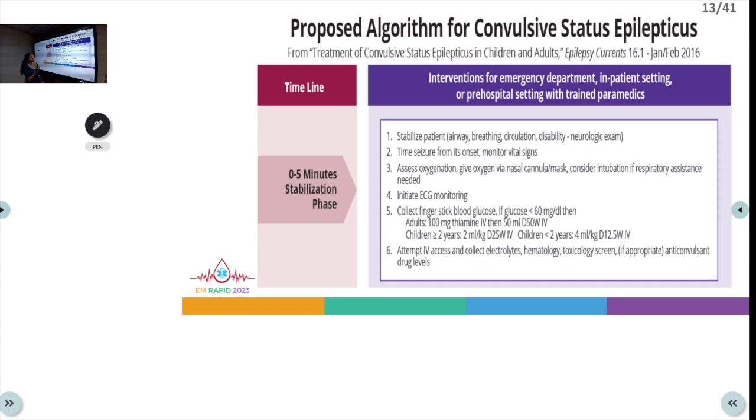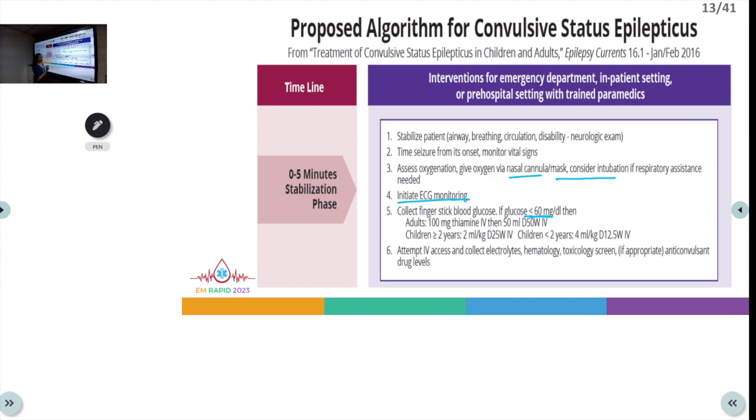So at that time we need to start supplemental oxygen therapy via nasal cannula or mask, or if at all intubation is needed, we will have to plan on rapid sequence intubation. Then we will have to initiate ECG monitoring. That also should be done. And then we will have to rule out hypoglycemia by checking bedside blood sugar, and if it is less than 60, mostly, as we said, one of the most common causes is intoxication, so we need to give thiamine along with glucose. So alcohol intoxication or alcohol withdrawal, we need to give thiamine along with glucose.